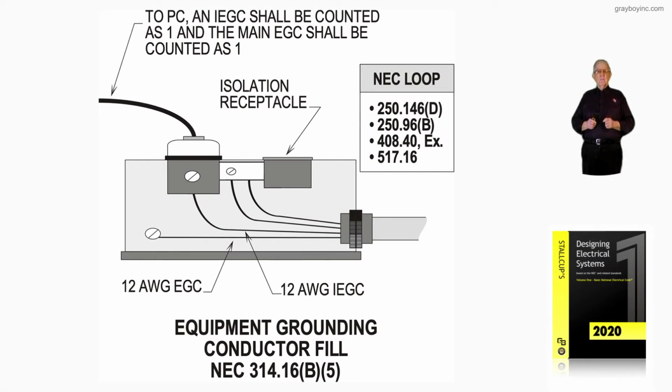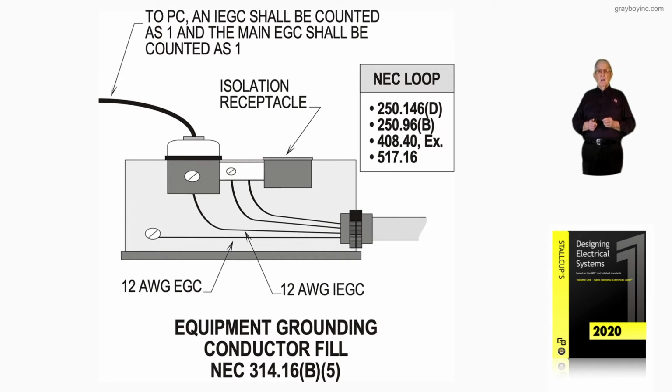This illustration is dealing with equipment grounding field, still in accordance with 314.16(B)(5). Now, as you see, we have an isolation ground pulled in, connected to the green terminal, and it bypasses the yoke metal and goes directly to the equipment through the cord and plug connection of the attachment cap.